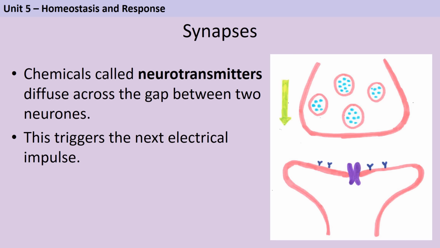Between those nerves or neurons, there are little gaps called synapses. Now, when an electrical signal has travelled down a nerve and it needs to get to the next nerve, it has to cross that synapse. And it does that by releasing a chemical called a neurotransmitter, which can diffuse across the gap between the two neurons. And this will then trigger the next electrical impulse.